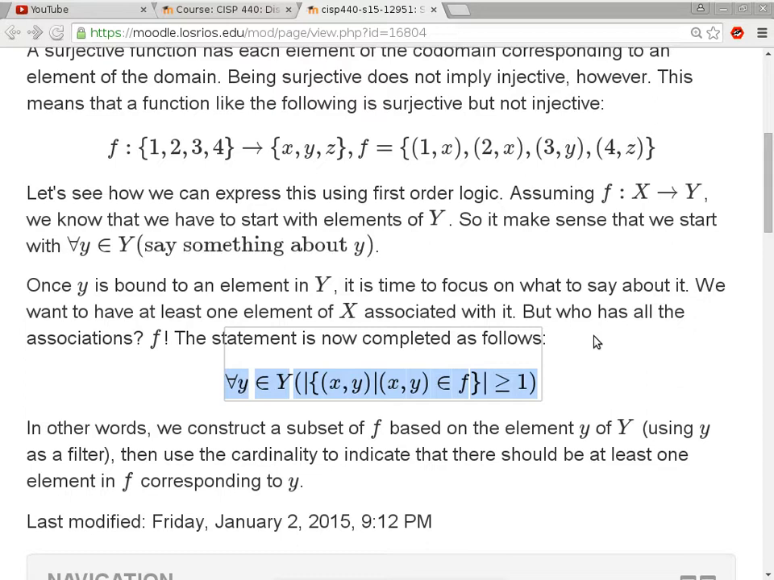Now it doesn't have to be 1. It only has to be greater than or equal to 1. Because in this case, once I lock down what y is, the for all quantifier is going to lock down y.